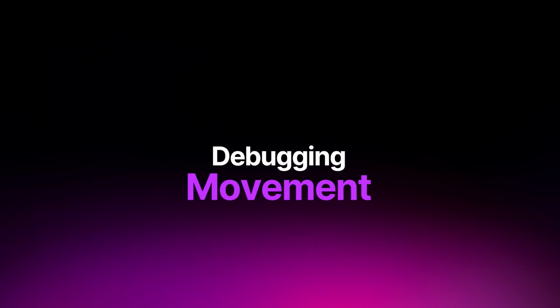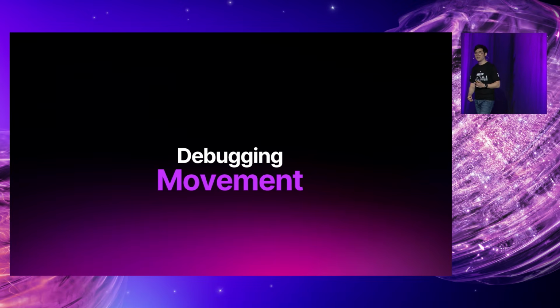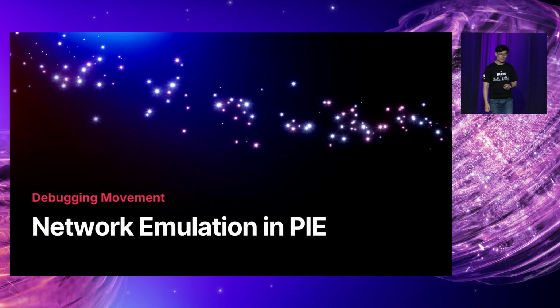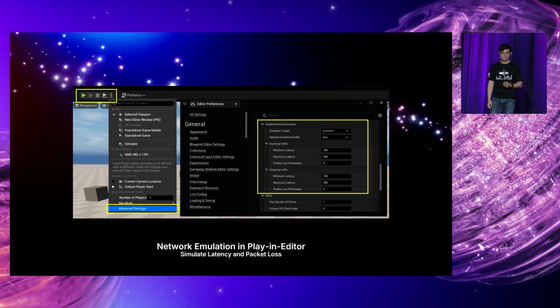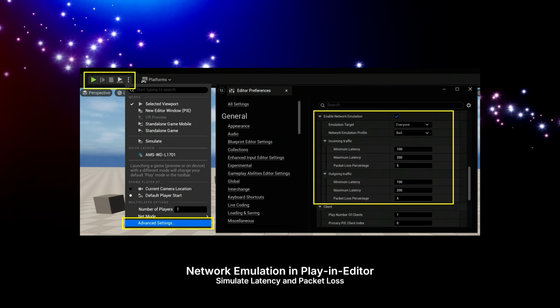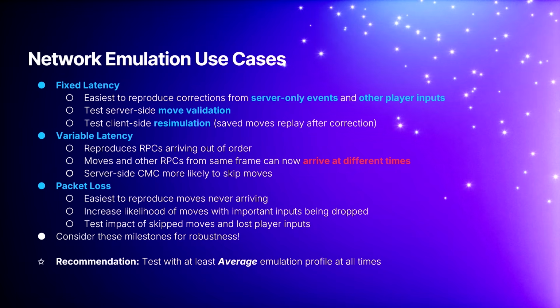Now, before I move on to more theory, I want to give some ways to debug your movement. The first one is basic. You can enable network emulation in PIE to emulate latency and packet loss. You can find this under your advanced settings in your Play drop-down menu or in your editor preferences. Now, this is useful for many purposes. If you configure fixed latency, you have a way to trigger a correction in a very, very controlled manner.